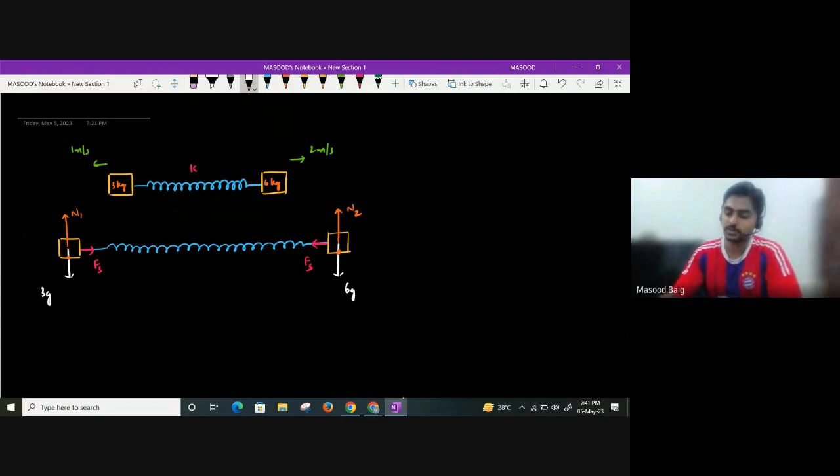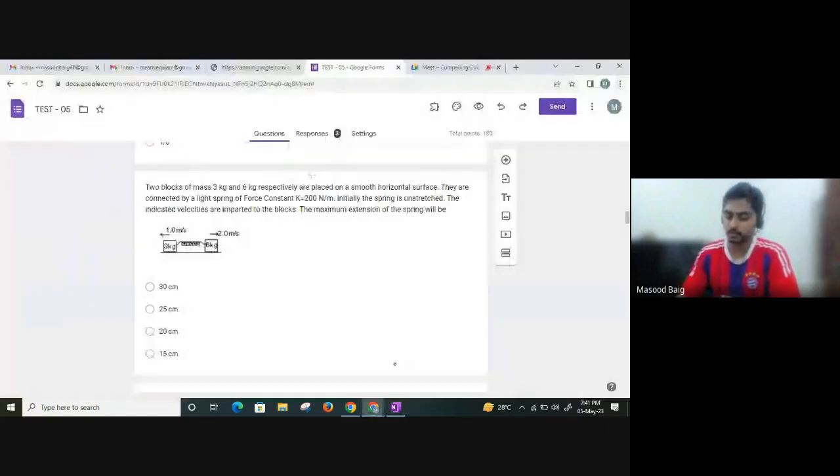As there is no external force acting, what will remain constant? Momentum will remain conserved. And always remember, if they are asking you to calculate the maximum elongation in the spring, in the maximum elongation case or maximum compression case, both the blocks will be moving with constant speed.